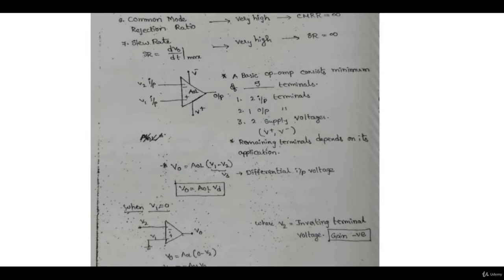Now the relation between output and input will be V0 is equal to AOL into (V1 minus V2), which is also represented as VD, the differential input voltage, because it is the difference between the input voltages. AOL is the gain of the amplifier, the open loop gain. There is no feedback from output to input, hence there is no closed loop gain as of now, but it can be possible. We are just looking at an open loop op-amp, and that's the reason open loop gain is there.